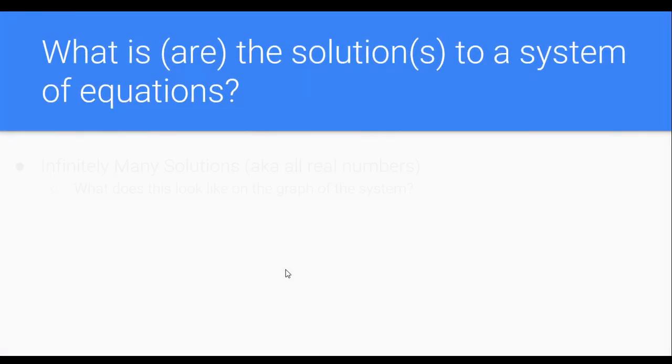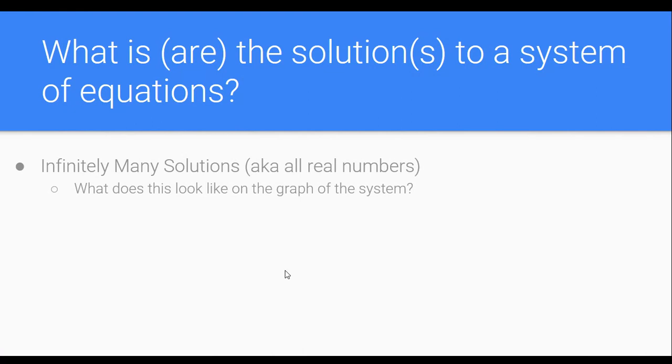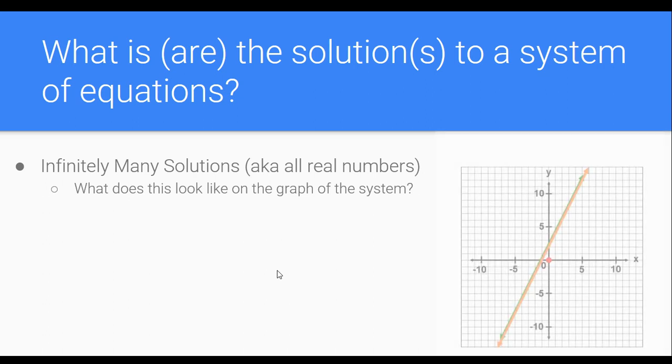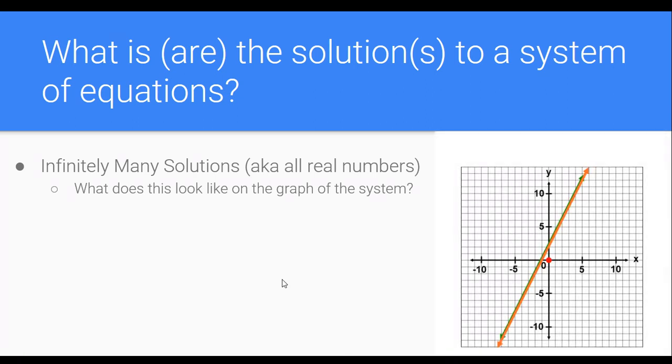Our final solution type to a system is infinitely many solutions. Sometimes it's called or referred to as all real numbers. What does this look like on the graph of the system? It's the same line or equation written in two different ways. So there'll be two equivalent equations, and you can think of it as two lines directly on top of each other or just the same line. So every single ordered pair on that line is an answer to the system.